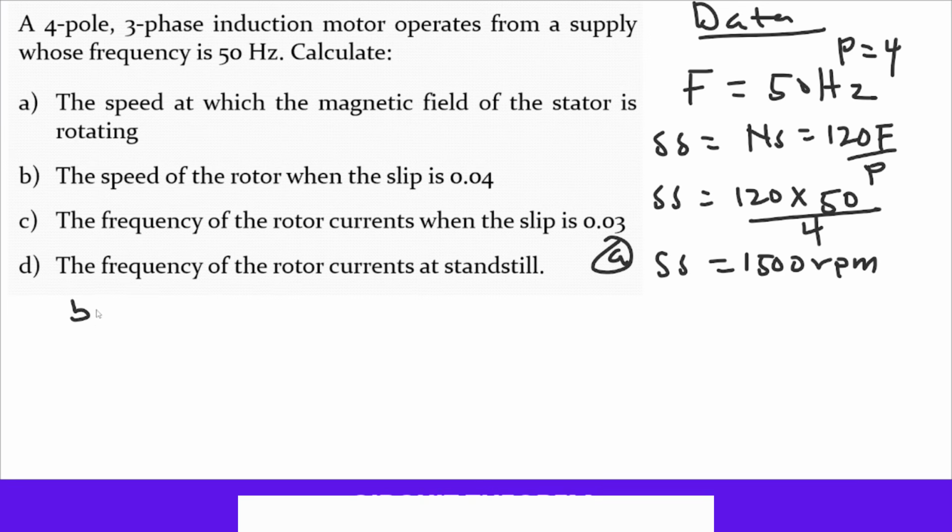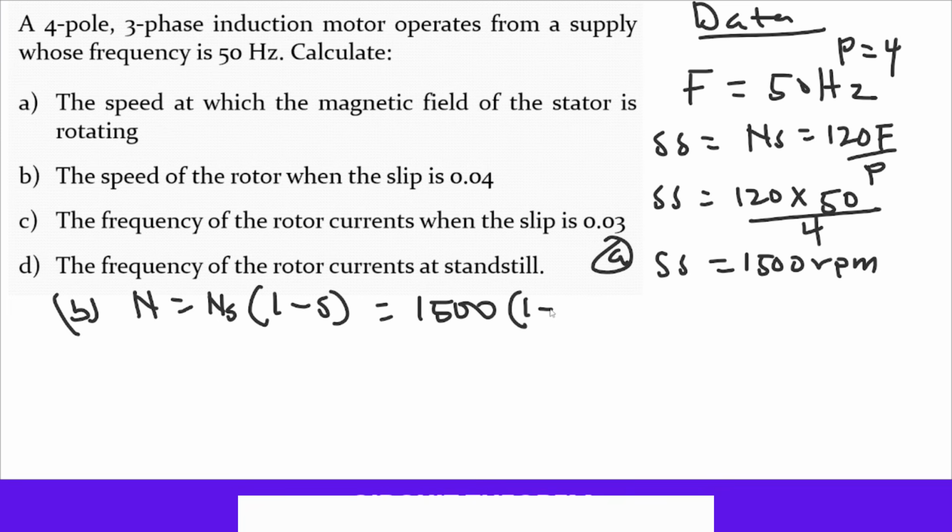Now let's look at B. The question asks for the speed of the rotor when the slip is 0.04. I already said that ideally that speed would have been equal to the synchronous speed, but as a result of the slip, we are going to get the synchronous speed times 1 minus the slip. So the synchronous speed was 1500.